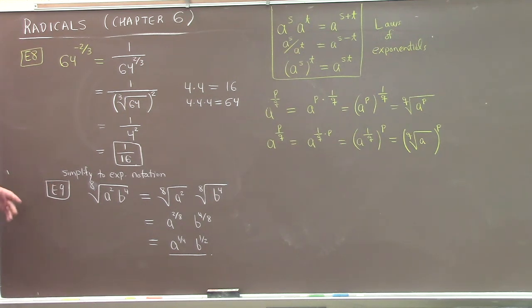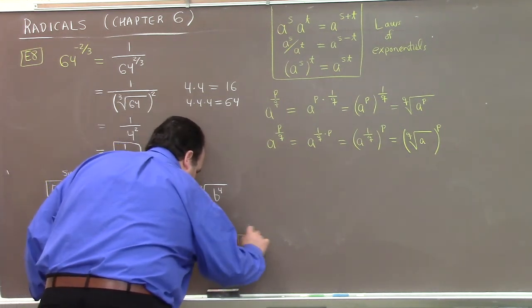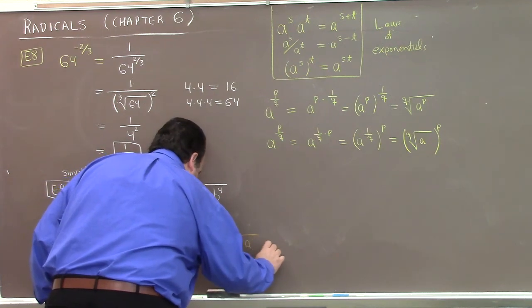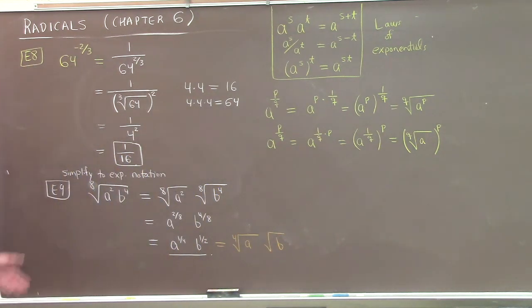What would the answer be in radical notation? See, in radical notation, this is what? The fourth root of a times the square root of b. So that's kind of neat.